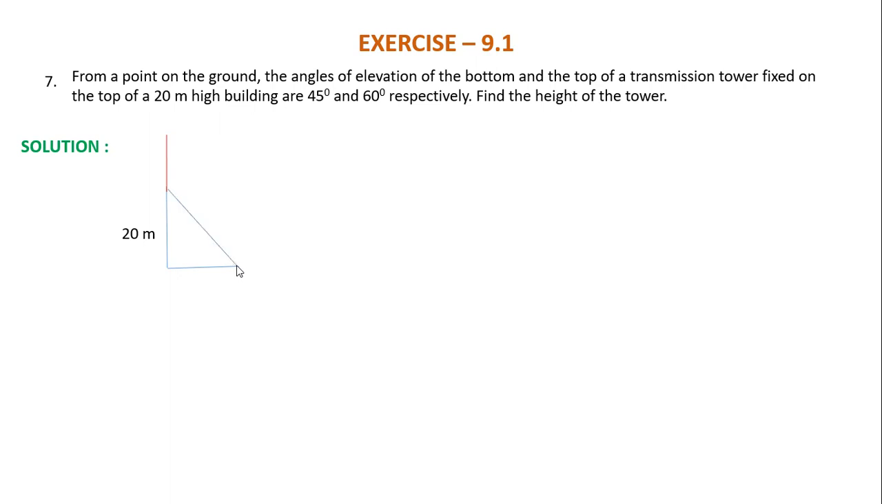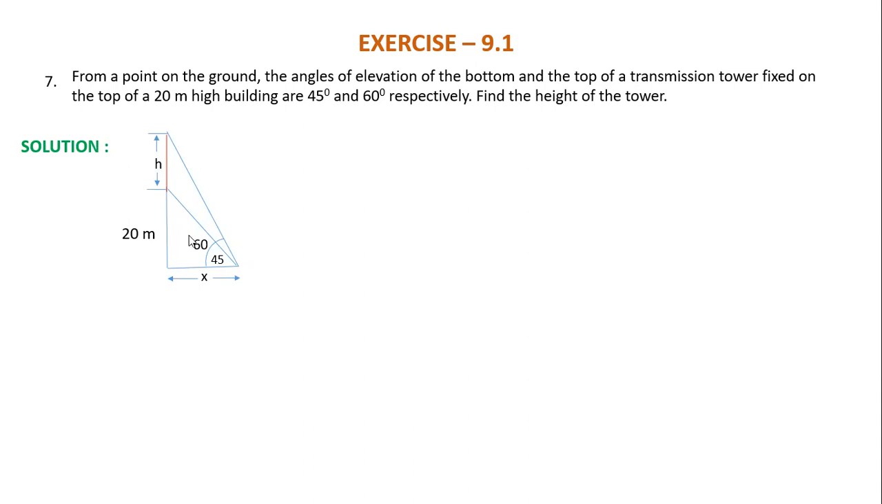He looks at the bottom of the transmission tower and he measures this angle as 45 degrees. From the same point, he looks at the top of the tower and this angle he measures as 60 degrees. Now you have to find the height of the tower. So that means you have to find this edge.